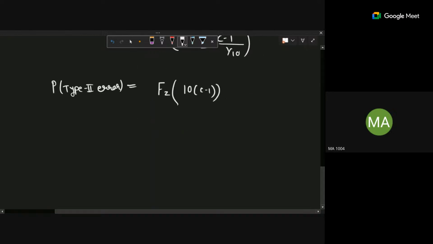Okay. So any doubt till now? If they have asked for the power, then it will be 1 minus it, yeah.